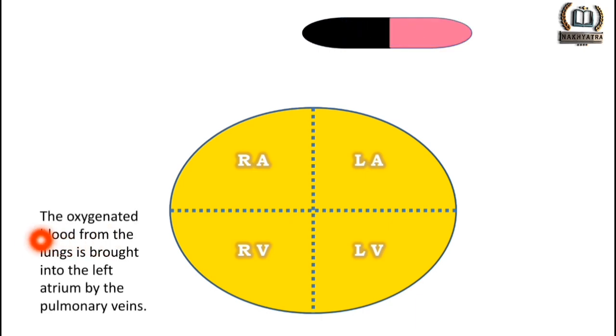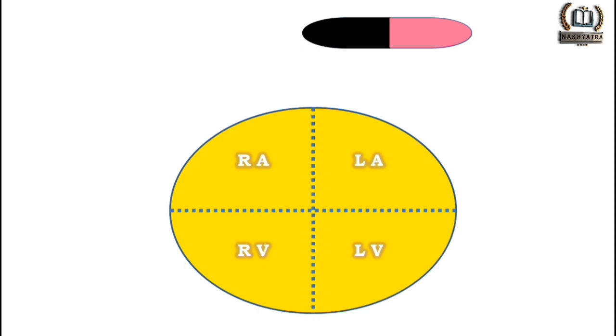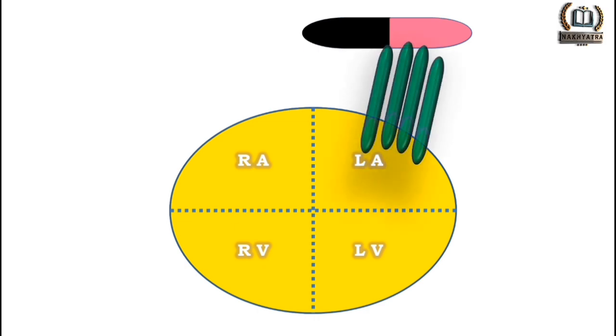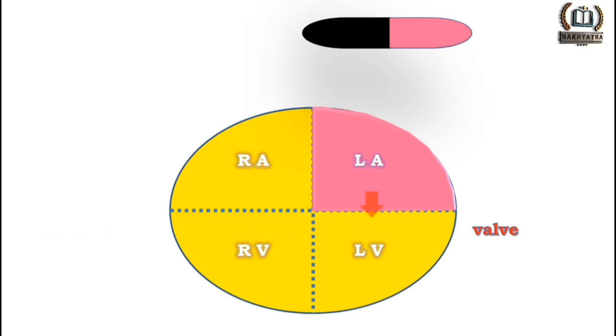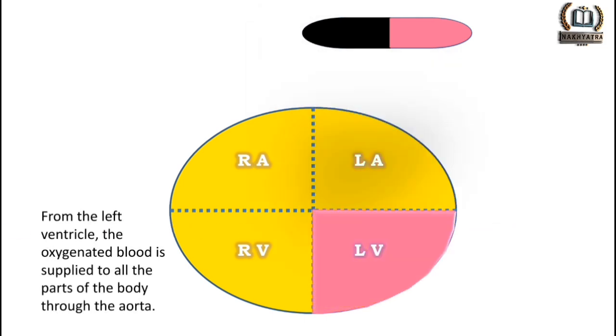Now the oxygenated blood from the lungs is brought into the left atrium by the pulmonary veins. So etia lungsot oxygenate hoar pisot pulmonary veins edi in left atriumot he oxygenated blood khini humai. Now the blood passes into the left ventricle through the valve, aru he oxygenated blood khini left or atrium or pra left ventricle le valve edi humai. Clear everybody?